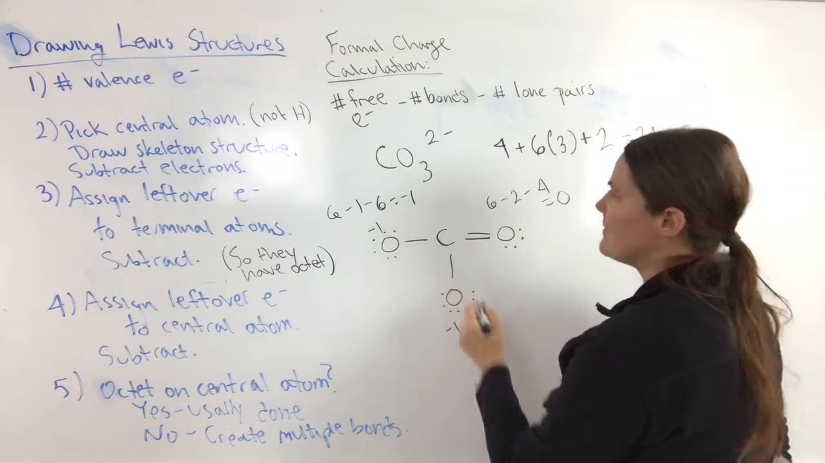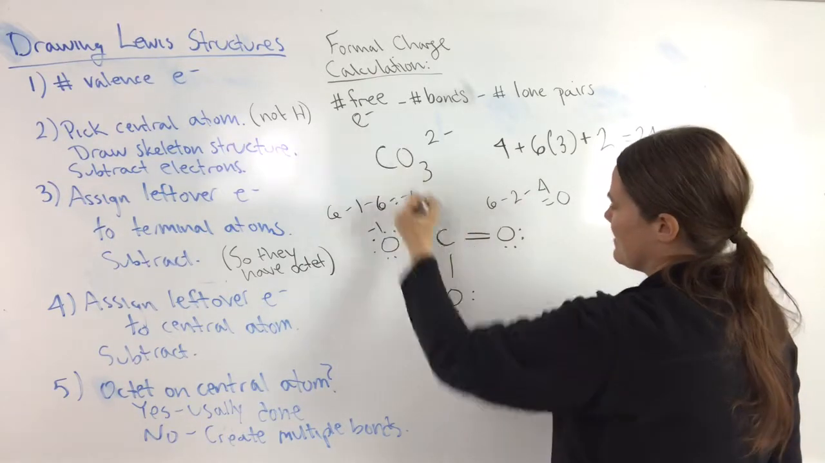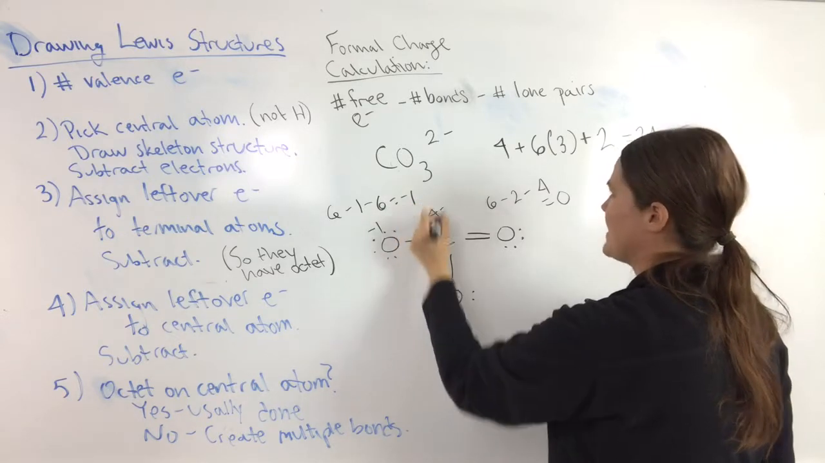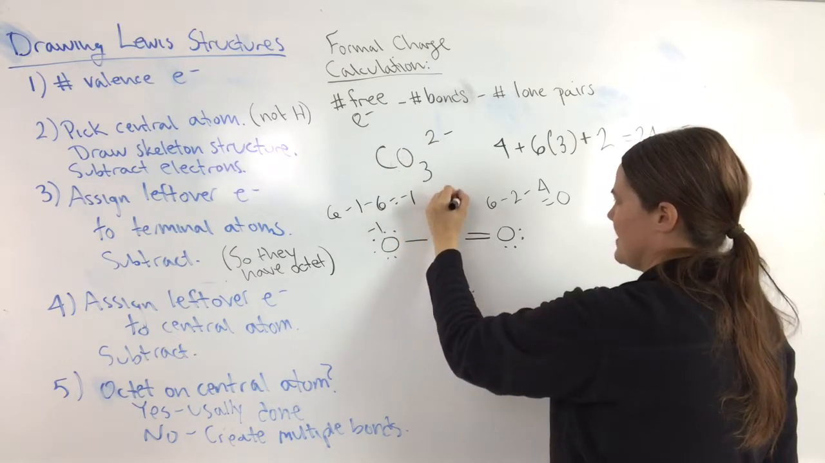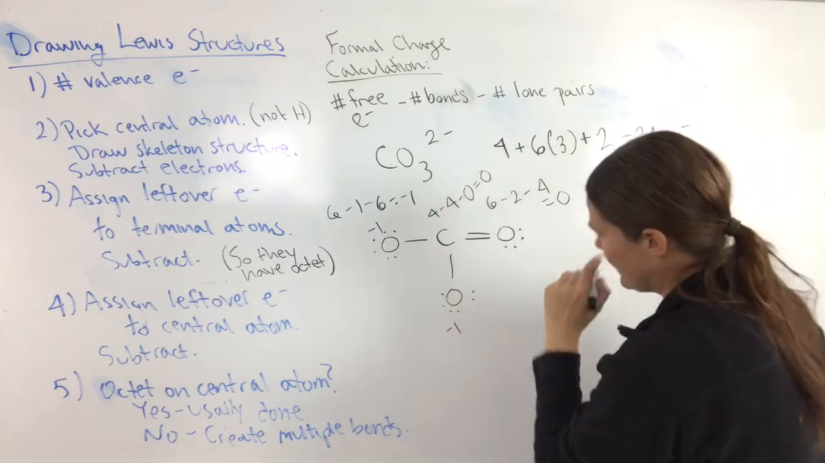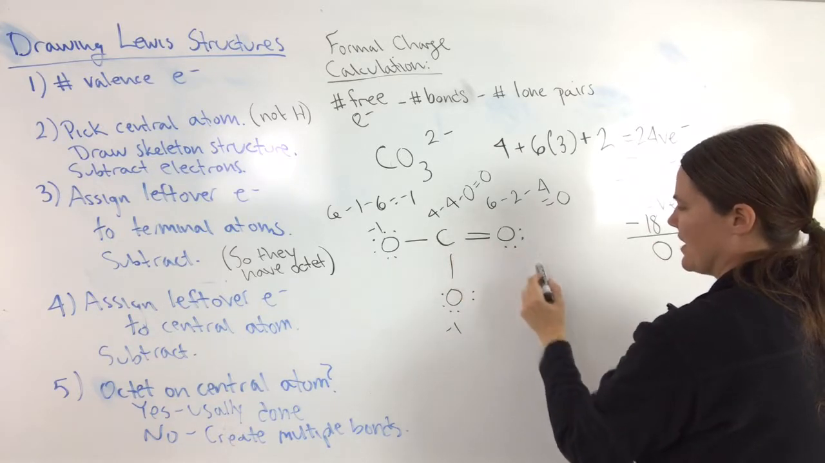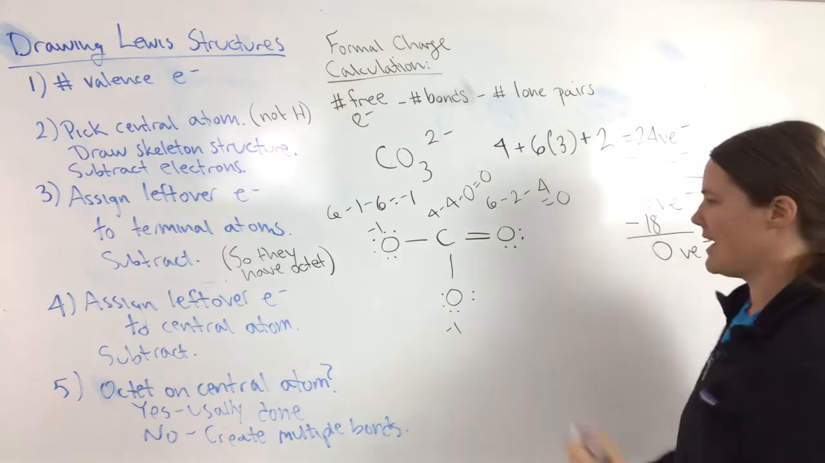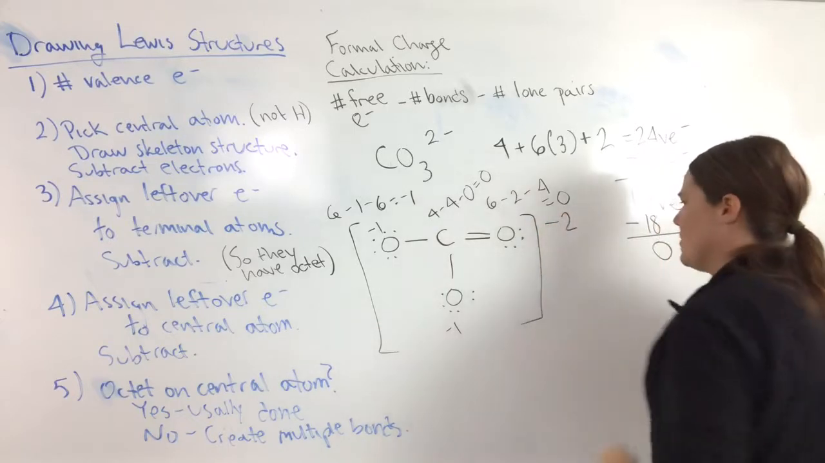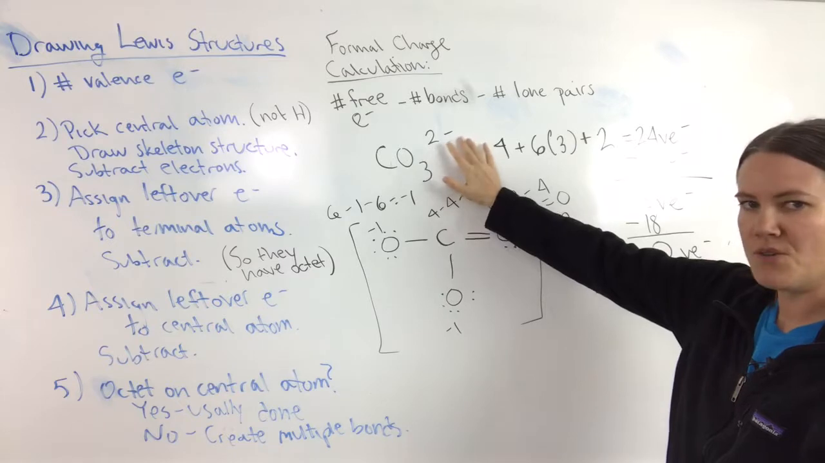And then for carbon, we have 4 valence electrons on a free carbon atom. So this is 4 minus 4 bonds minus 0 lone pairs. So this is equal to 0. So we have a -1 charge here, -1 here, 0 here, and 0 here. If we add all those up, we have a net -2 formal charge, which is what we're expecting for this molecule because it has a -2 charge.